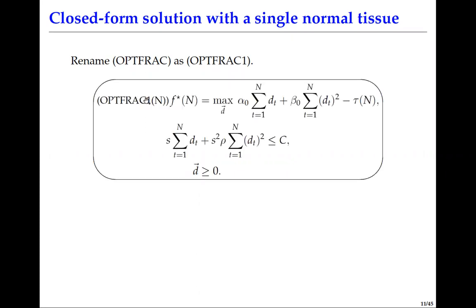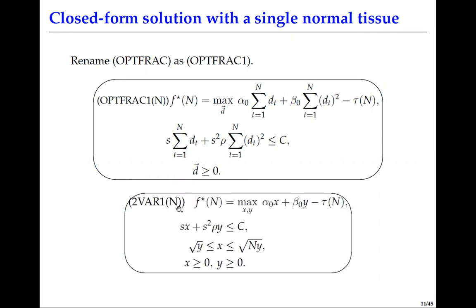So the problem with n fixed is going to look like this. You won't see any difference in the objective. The only thing I did was that I only have one OAR now, or one normal tissue now. So I dropped the normal tissue subscript m and simply wrote this as my one single constraint on that particular normal tissue.